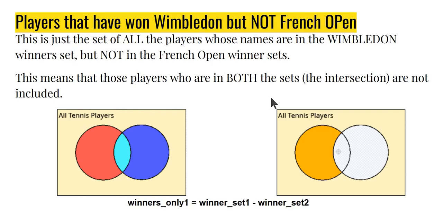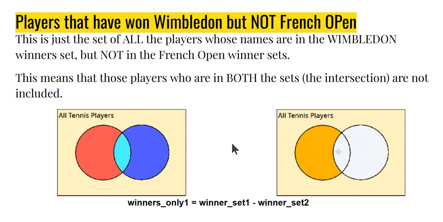Now, let's look at this from the Venn diagram. Basically, there is a set of people who have won Wimbledon, that's this set. Of course, some of them have also won the French Open, but I do not want to see those. In fact, I want to see only this set, the ones who have only won the Wimbledon but not the French Open, which means that the people who are in the intersection are not included.